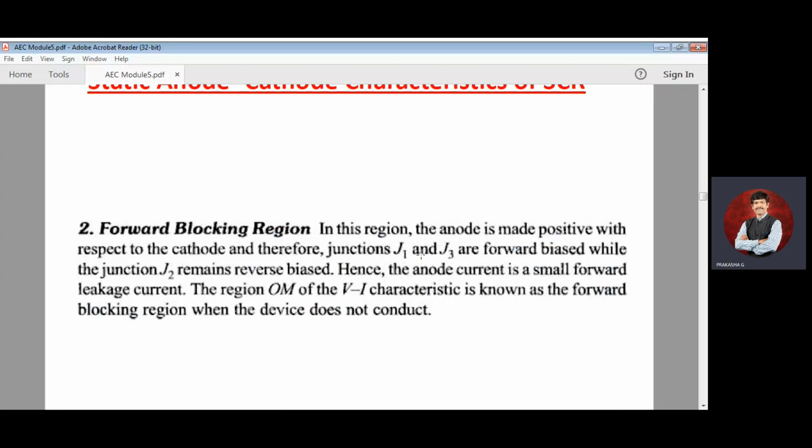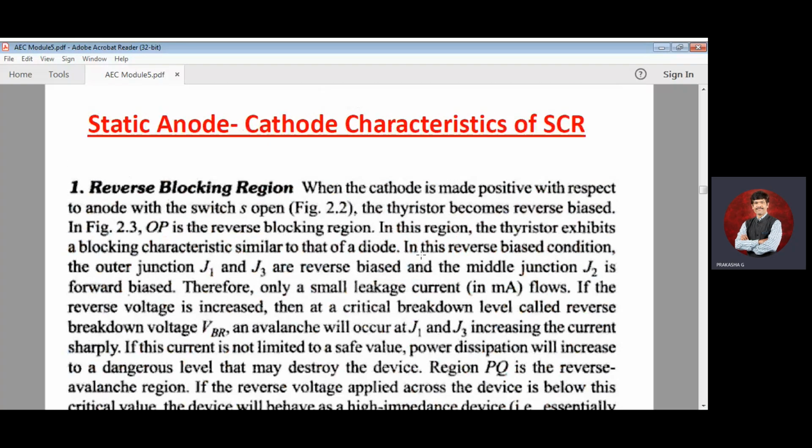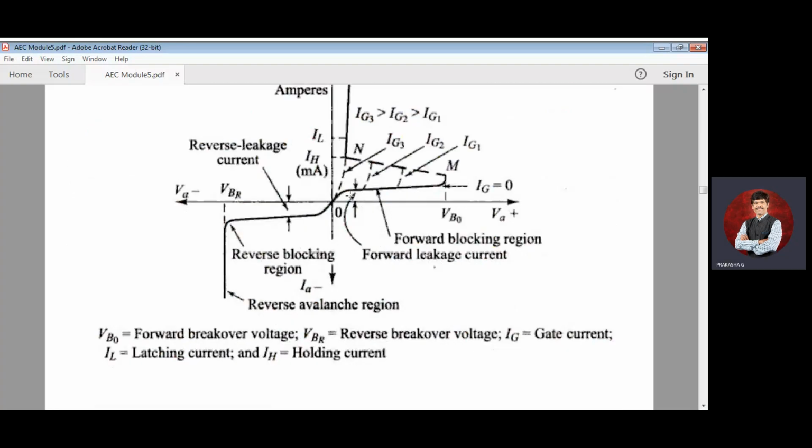In this region, the anode is made positive with respect to the cathode, and therefore junctions J1 and J3 are in forward bias, while the junction J2 remains in reverse bias. Hence, the anode current is a small forward leakage current. The region 0 to M of the VA characteristics is known as the forward blocking region. See, where is the 0 to M? See here, this is 0. This is M. Okay, 0 to M.